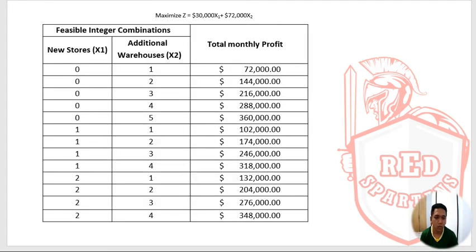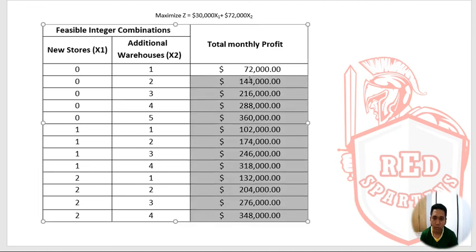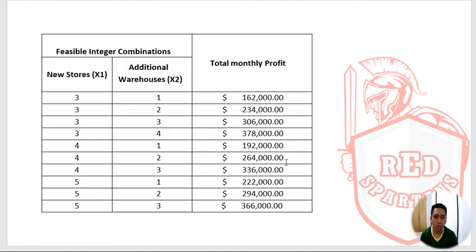Then, let's look at the original table. Meaning to say, we could now conclude that the optimum value of the integer programming model of this problem is x1 equals 3, x2 equals 4, having a monthly profit of $378,000.